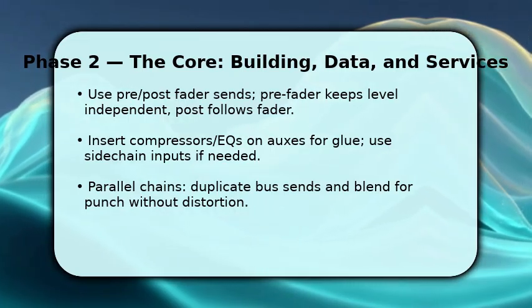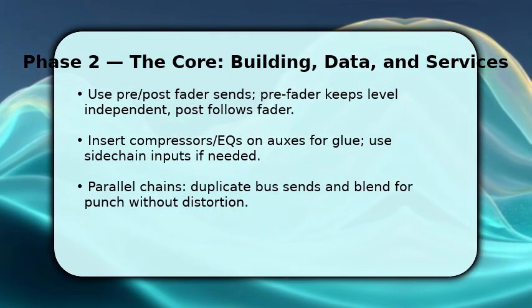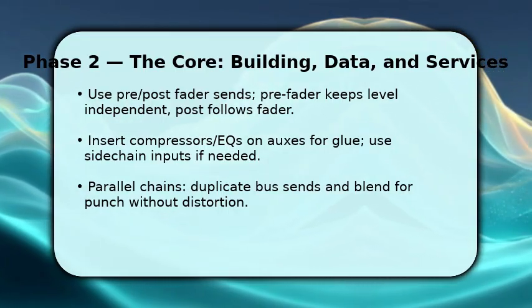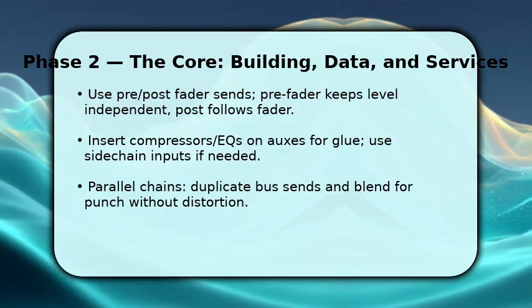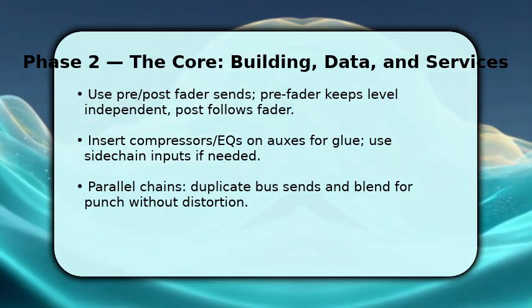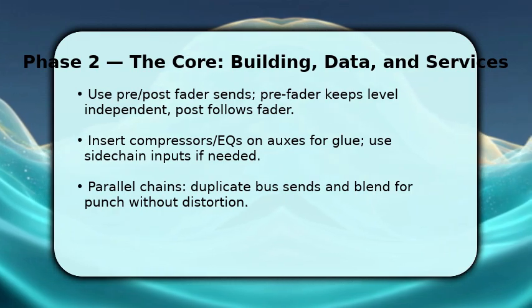When you need dynamics control, route a kick or vocal into the compressor sidechain so the bus ducks musically. For parallel processing, send to two buses with different processing and blend them on their faders. This preserves transient detail while adding character.